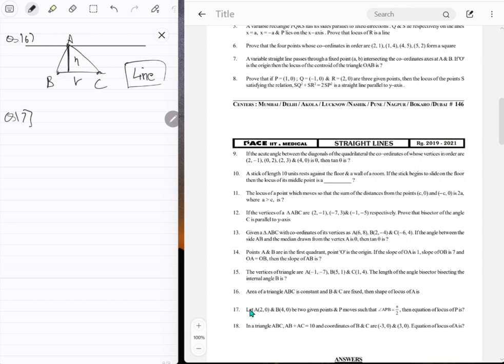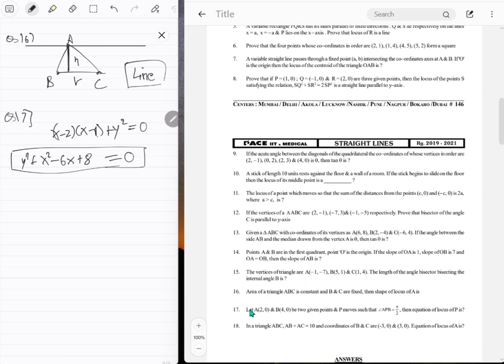So these are just diametrical ends, really. A and B are just diametrical ends. So it's x into x minus 2 plus y into, wait, this is not correct. It is x minus 2 into x minus 4, because both are just x coordinates, plus y squared equal to 0. That is the locus. So x squared minus 6x plus 8 plus y squared equal to 0. That's what it is.